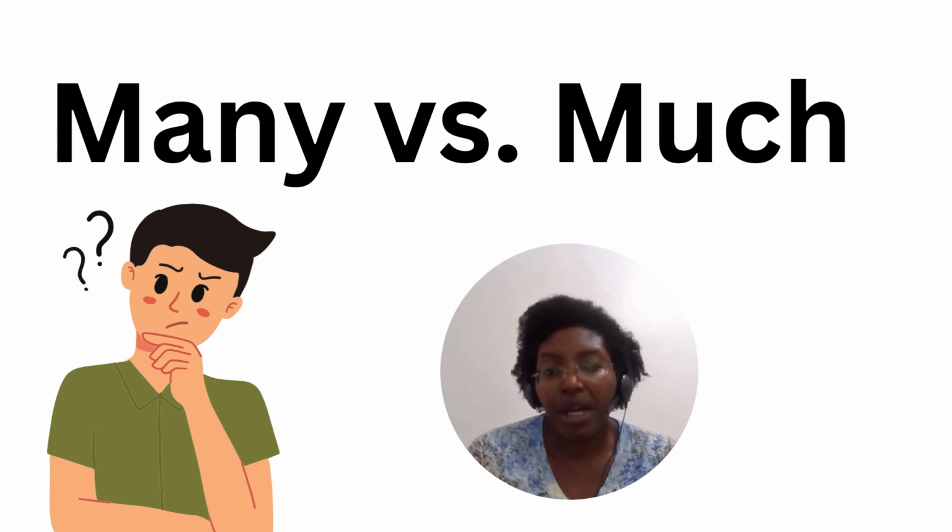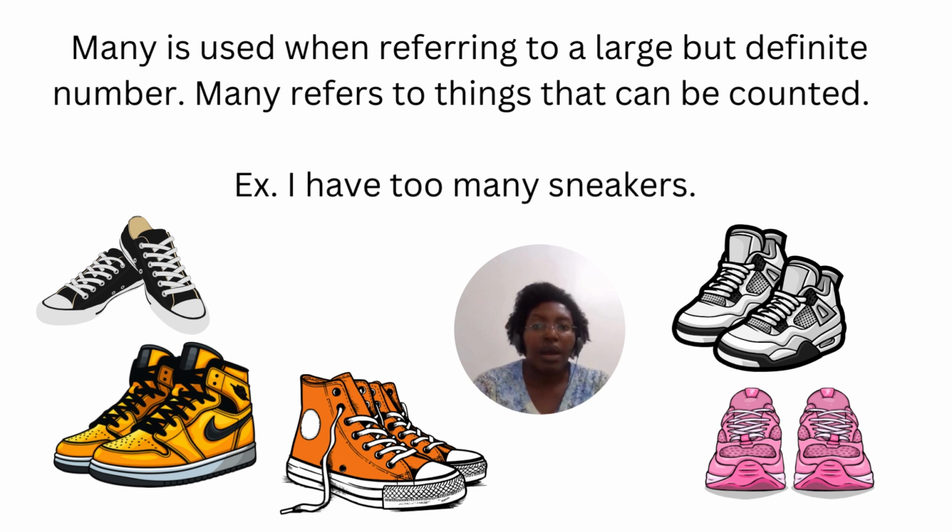Next, many versus much. Many is used when referring to a large but definite number. Many refers to things that can be counted. So anything that can be counted. For example, I have too many sneakers. We're going to use many because we can count sneakers.